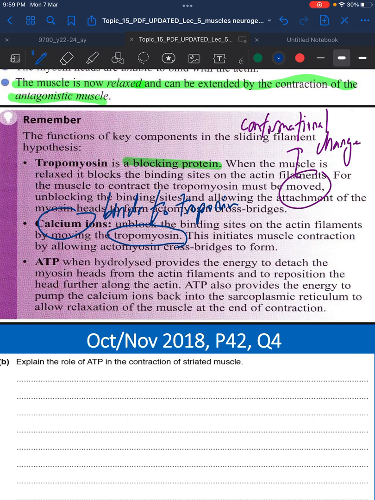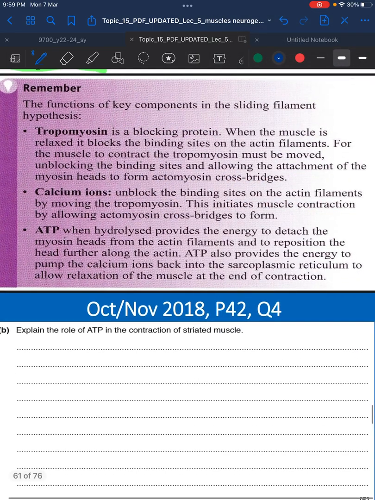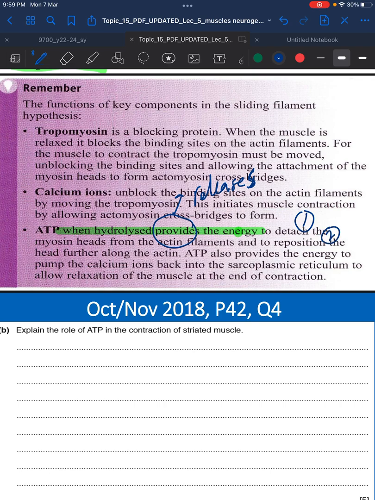And then the ATP. Now it's important again. It says when hydrolyzed provides energy. Actually, we don't like to use the word provide, but instead releases. Releases energy to detach the myosin head from the actin filament. So that's one role, that's what the energy is used for. And then to reposition the myosin head, as well as, which is not mentioned previously, for the active transport of calcium ions back to the sarcoplasmic reticulum. This is the third one.